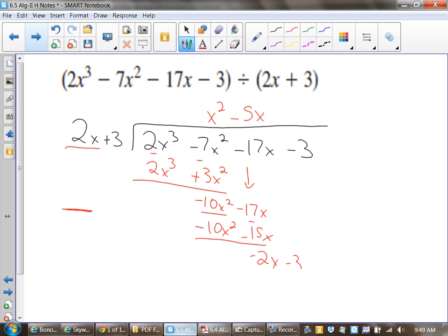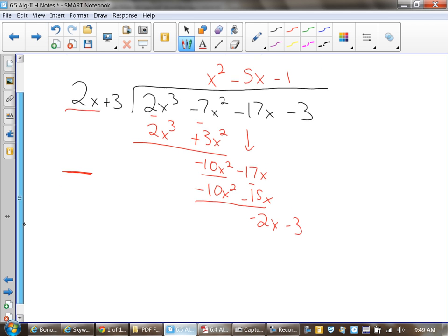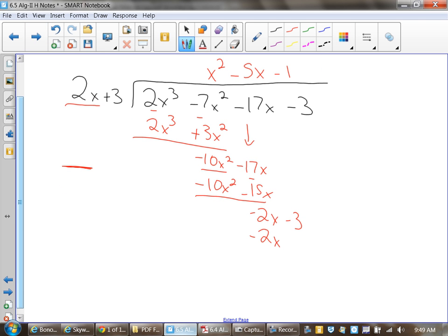And then bring down the negative 3. And your last question: what do you multiply 2x by to turn it into a negative 2x? By negative 1. And when you subtract them out, you're left with no remainder. And that's the answer. When you divide 2x cubed minus 7x squared minus 17x minus 3 by 2x plus 3, you get that.